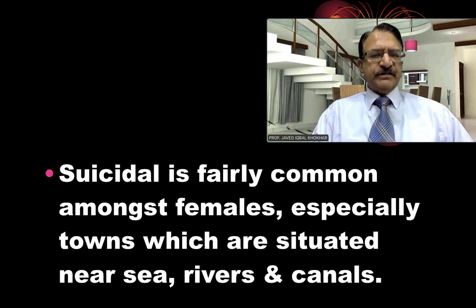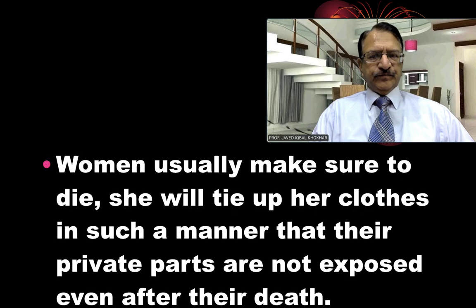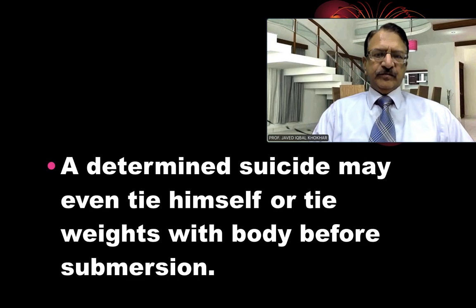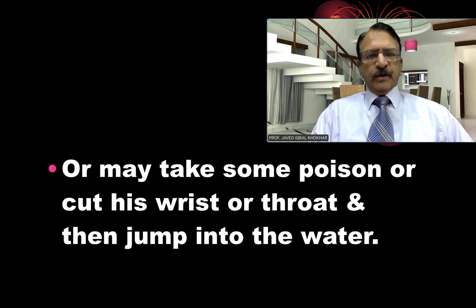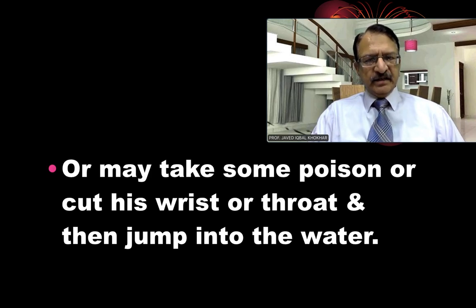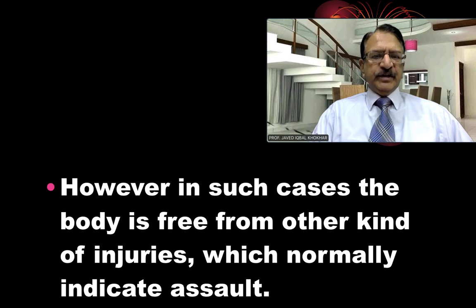Now, suicidal cases are fairly common amongst females, especially in towns which are situated near rivers and canals. Women usually make sure to die. She will tie up her clothes in such a manner that her private parts are not exposed, even after death. A determined suicide may even tie himself or tie weights to the body before submersion, or may take some poison or cut his wrist or throat and then jump into the water. However, in such cases, the body is free from other kinds of injuries which normally indicate assault.